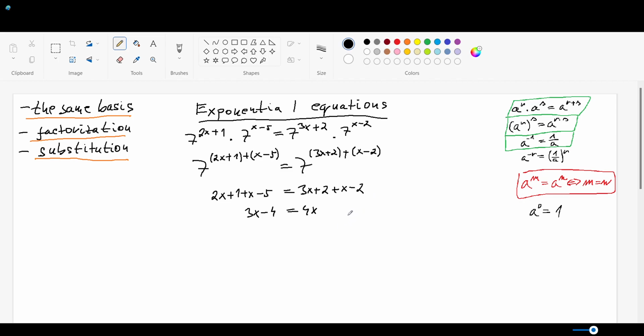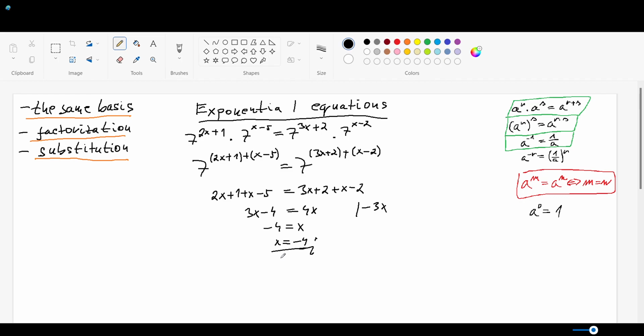Now, as I want to have a positive coefficient in front of my x, I will take away 3x from both sides, so negative 4 is equal to x. I also prefer to have x on the left side, so x is equal to negative 4.